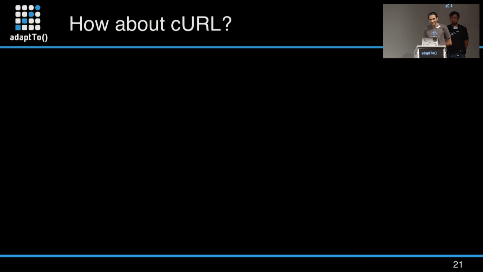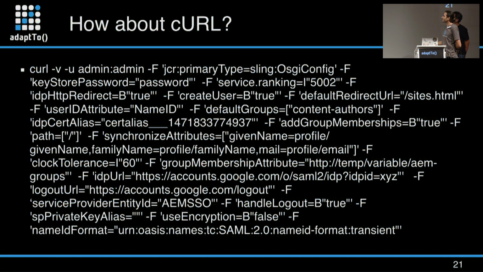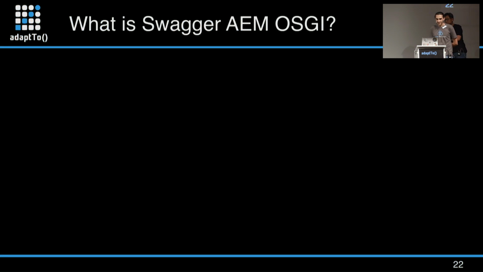But how? So yeah, let's use a curl command to configure SAML on AEM. Yeah. So there's not much to say about it. It's awful. It's very difficult to maintain, especially because there are several parameter types. We have booleans, we have arrays, we have strings, and we have numbers. So how can we do it better?